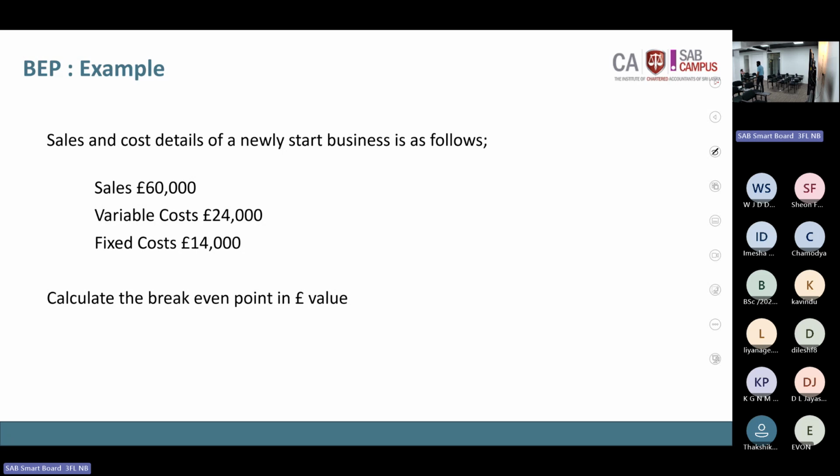For example, here you have to calculate the break-even point in value. So I'm working it out by considering the information that the question provided. Here they have provided the total sales, total variable cost, and the total fixed cost. If they provide the number of units produced, we can divide to get the unit contribution. Now here we can calculate the break-even point.